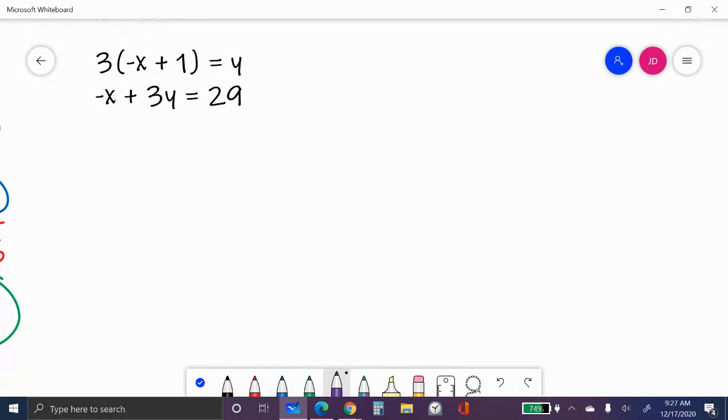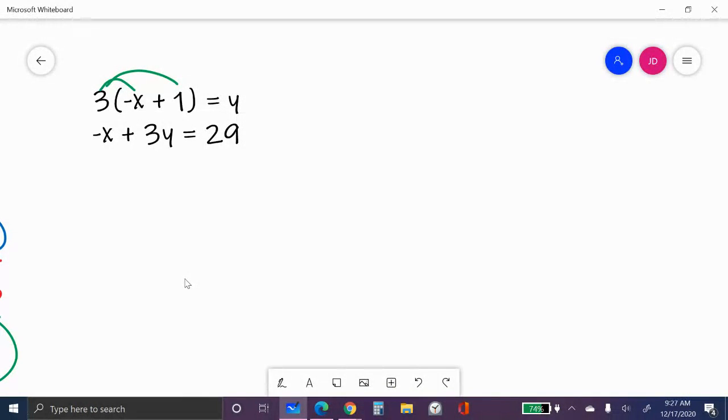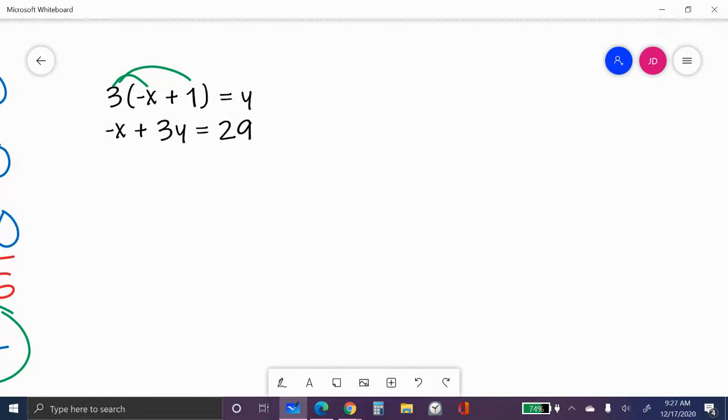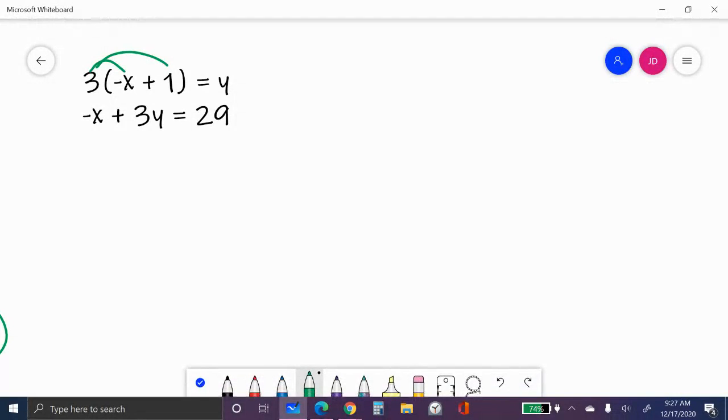distribute first. So I'm going to distribute, and I get negative 3y. Let me give you some room up here. I'm going to write it above. So you have negative 3x. Negative 3x, right? Negative 3 times negative x is negative 3x. 3 times 1 is positive 3. That's my y. Okay, so I don't need this equation anymore, right? After I distribute it.